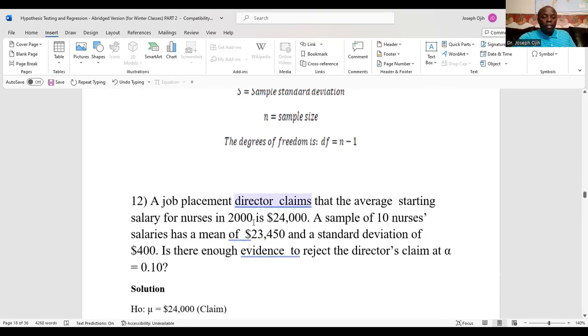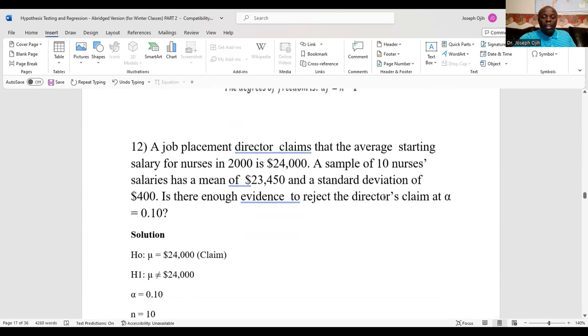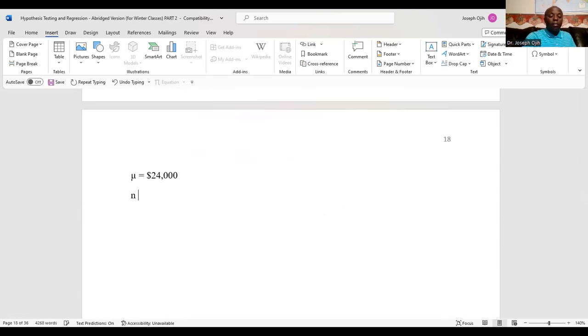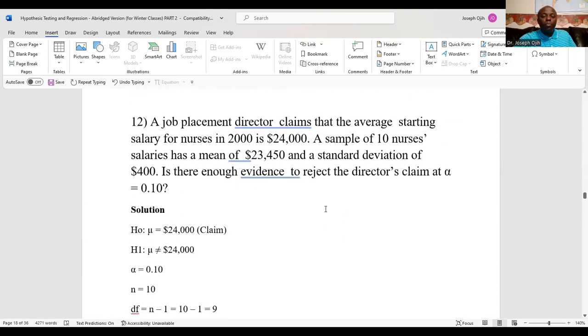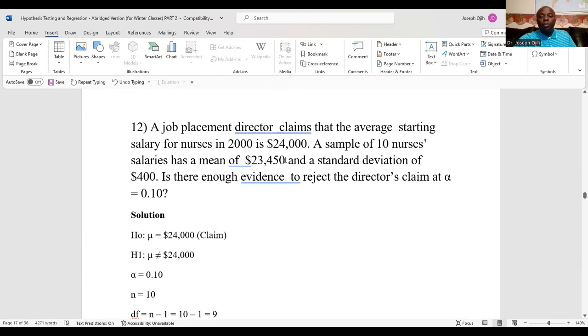So for these nurses, say that he collected a sample of 10 nurses. N equals 10, and for this sample of 10 nurses, the sample mean salary is 23,450. So I'm going to write this down. N is 10 nurses. Mu is 24,000. X bar, which is the sample mean, is 23,450. Sample standard deviation is S.